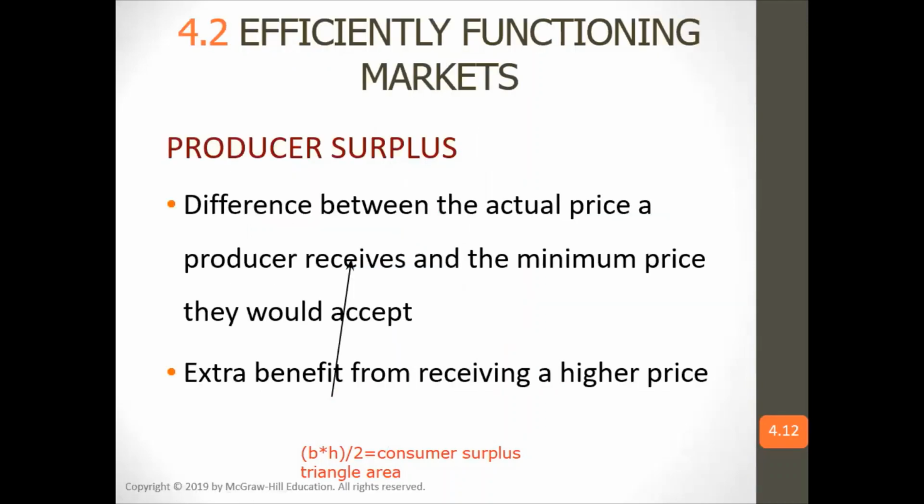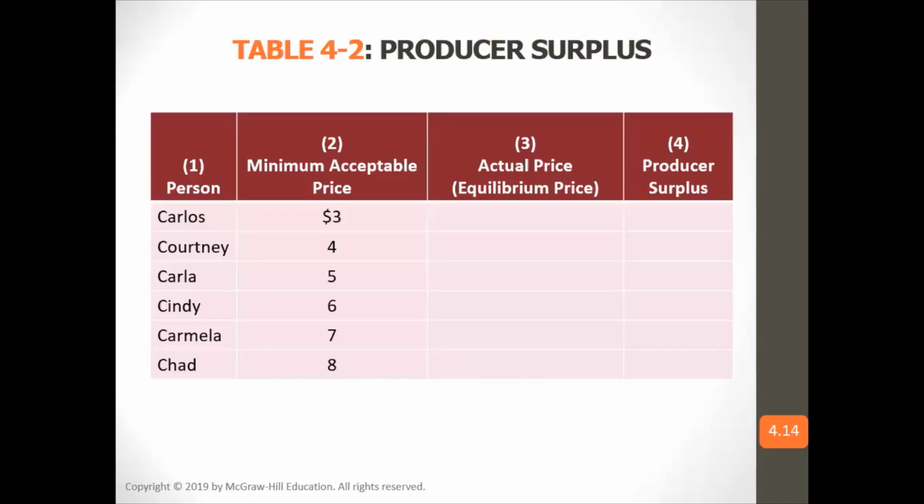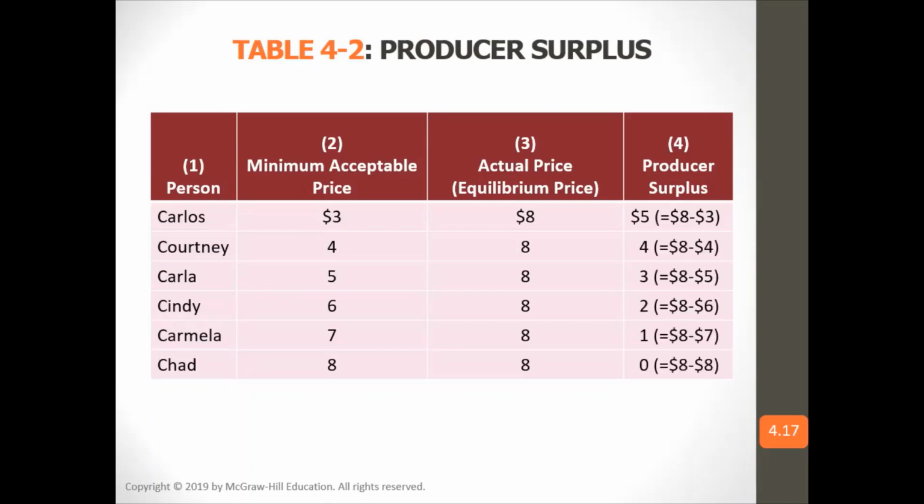Then producer surplus is the difference between the actual price the producer receives and the minimum price it will accept, the extra benefit from receiving a higher price. So this is for sellers. Let's say Carlos is selling something, and the lowest he wants to get for his product is $3. Let's say he's trying to sell milk. The minimum acceptable price that he would take for milk is $3, and let's say the actual price is $8. So his producer surplus is $5. You take the actual price minus the minimum acceptable price.